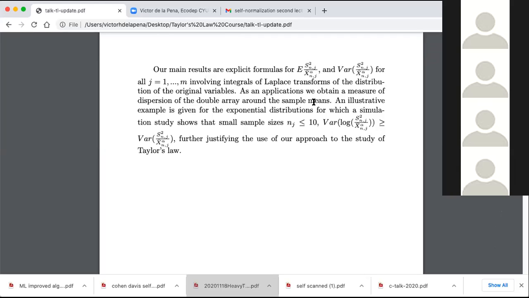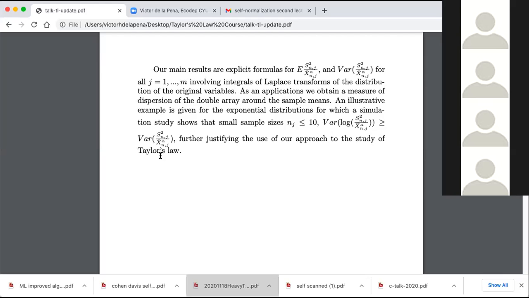In this case, what we show, or an example shows, is that the variance of the log of this ratio is greater than or equal to the variance of the sample variance over the sample mean for n_j less than or equal to 10. And this justifies our approach to the study of Taylor's law. We study Taylor's law in the context of the sample size being small. As I discussed before, Taylor used sample sizes of n equal to 24, and he had a sample of size 24 for each one of 18 species.